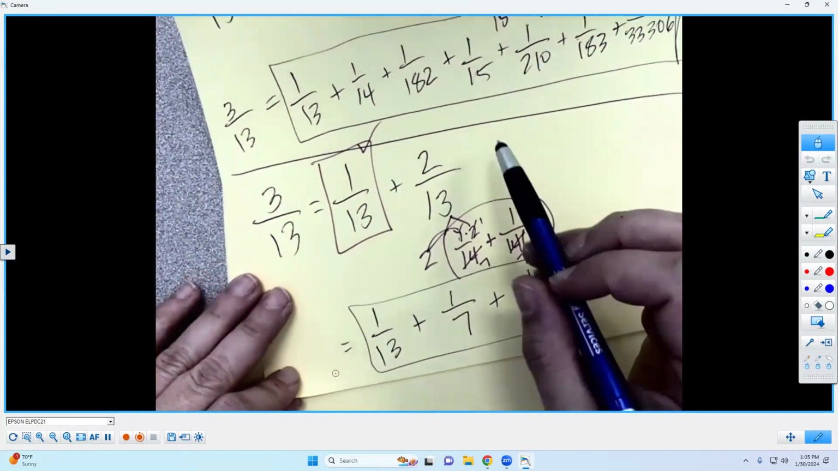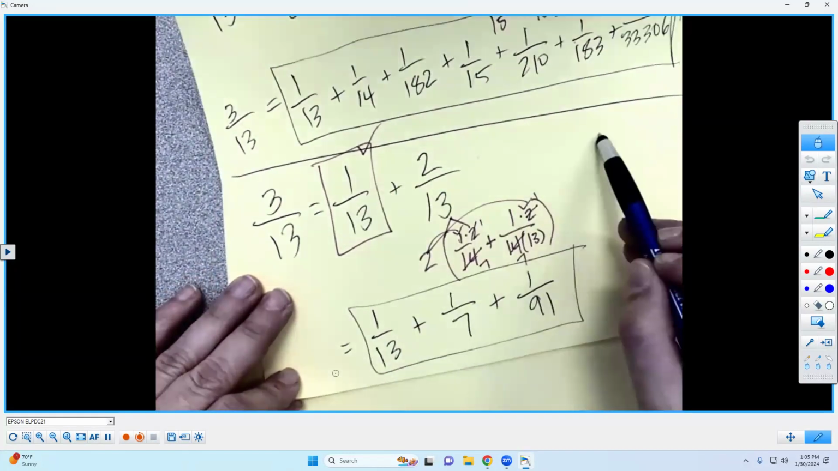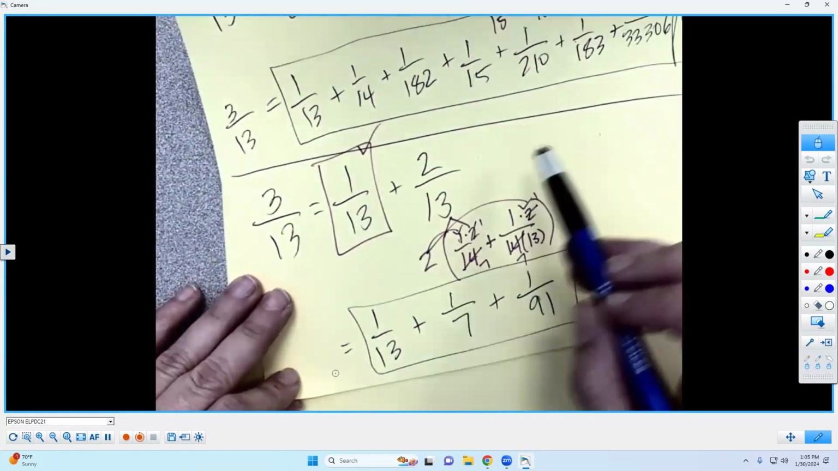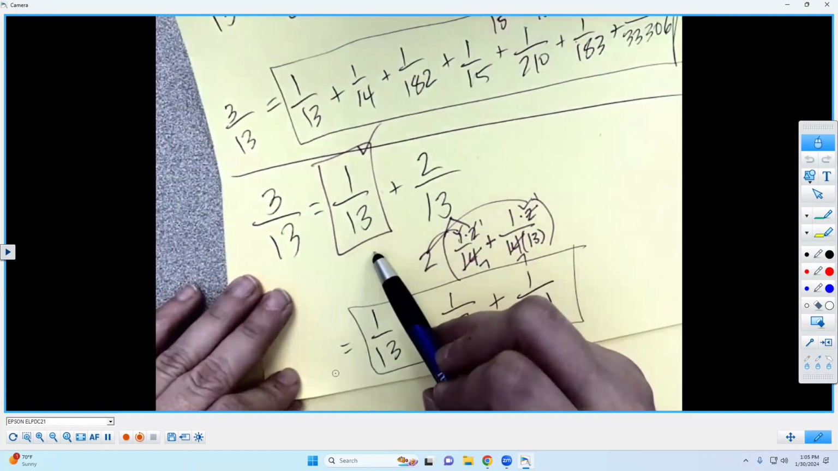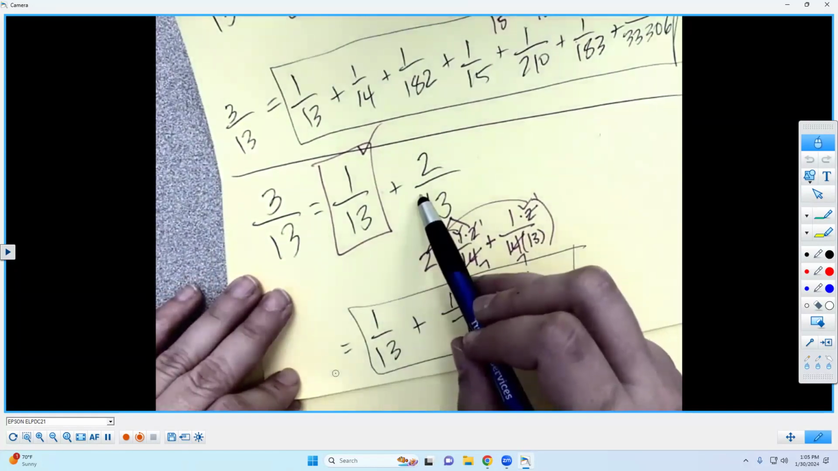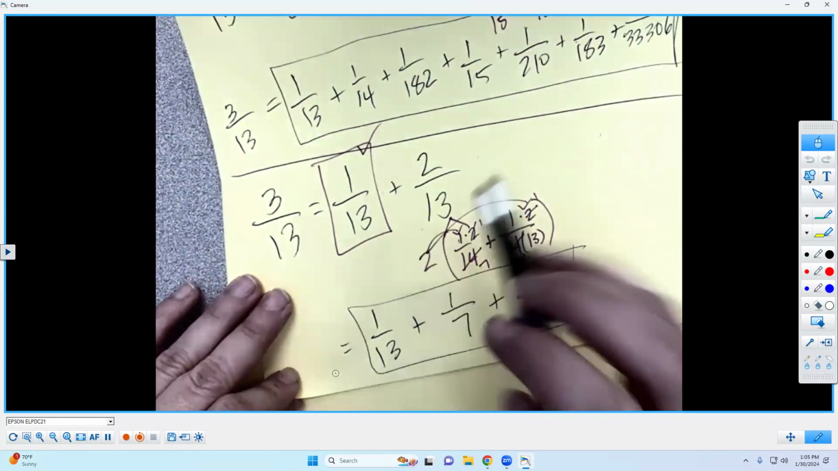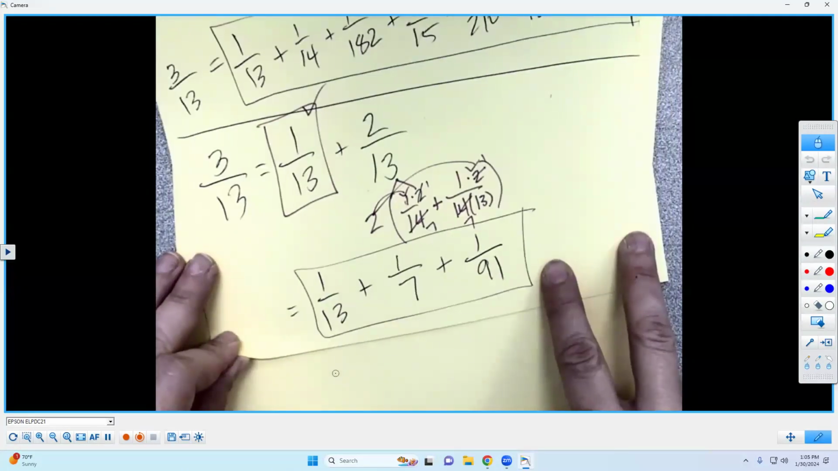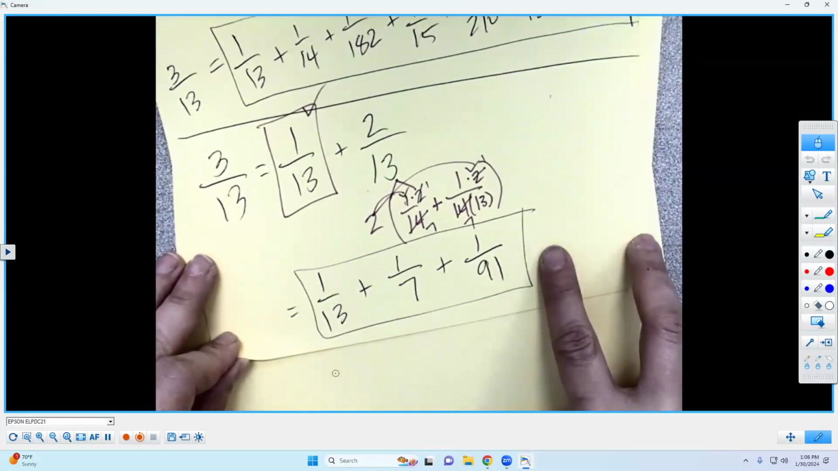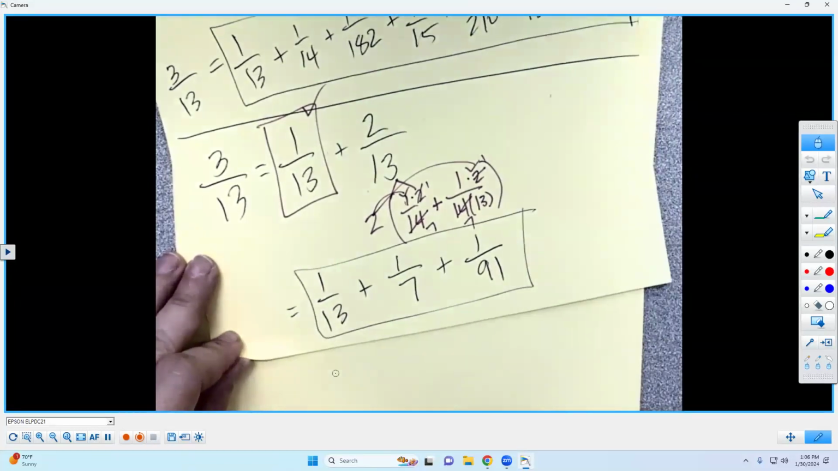Like if you had 6/13, but you're not saying 2, 2, and 2, you have to have 1/13 and you just fill the rest. Well, then you'd end up with this again, a 1/7 and a 1/91, and you'd have to break that down. So let me show you.